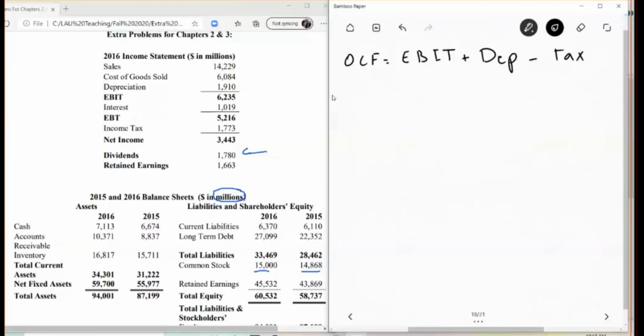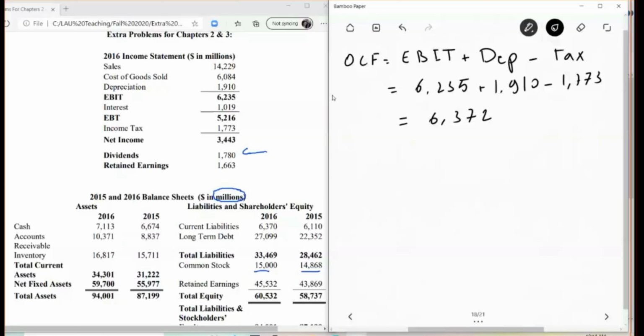taxes. The operating income is 6,235. Depreciation is 1910. Tax is 1773. So the operating cash flow is $6,372 million. So this is the cash flow generated through the operations of the firm.